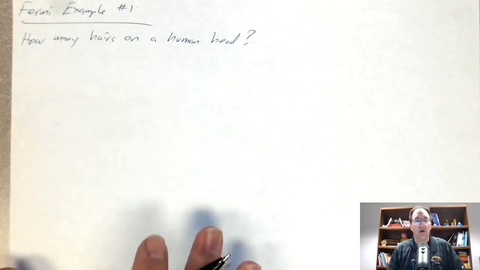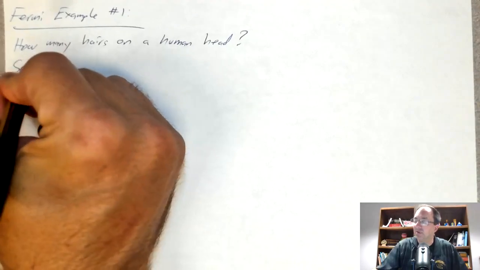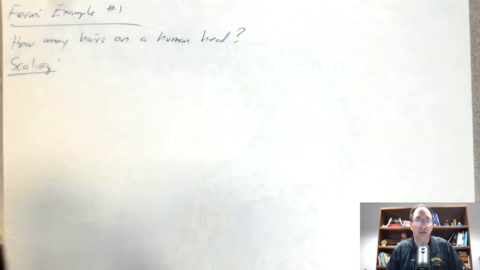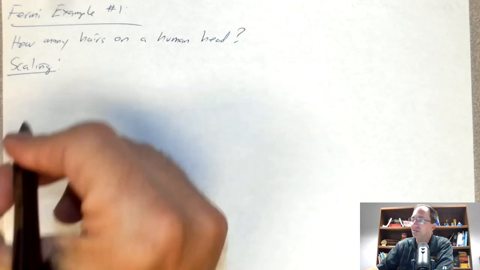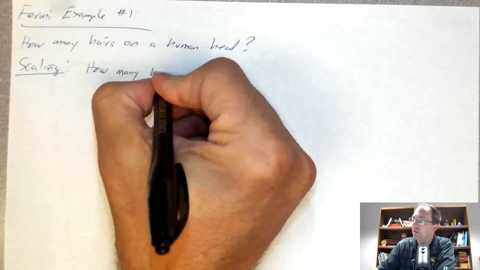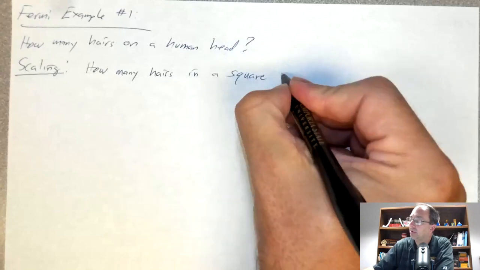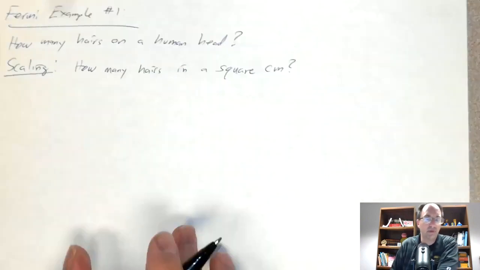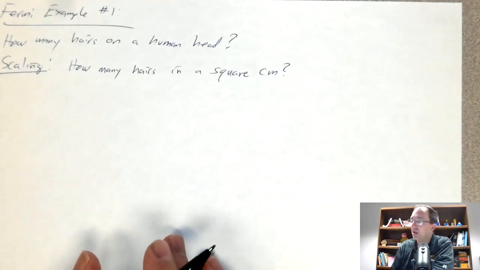So we'd like to estimate how many hairs are on a human head. And this is a good example where scaling can be helpful. So notice there's too many hairs on your head to just try to guess the number out of thin air. And so I need to scale that area down to something more manageable. And so in my opinion, a better question to ask is how many hairs in a square centimeter? Now, if you prefer a square inch, that's fine, but a square centimeter is even easier to manage.